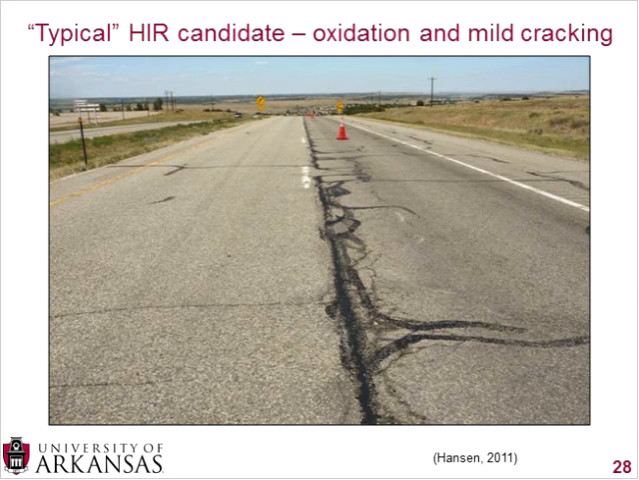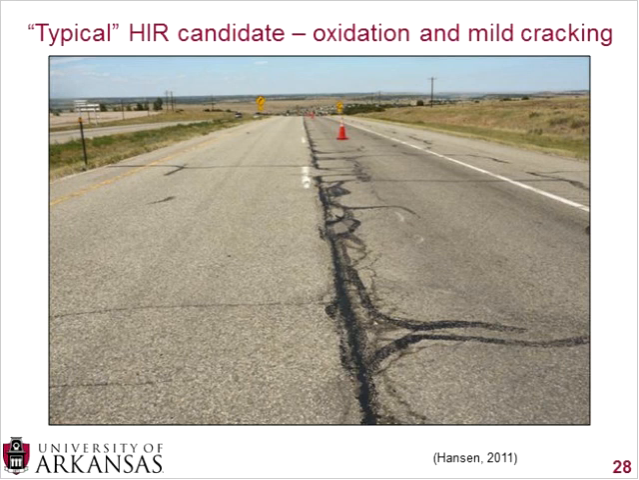So the next couple slides are just kind of an indication of what is a typical hot-in-place recycling candidate. And you obviously can't have 4-inch deep ruts. You can't have a completely blown away or raveled surface. So this is just getting us in the mindset of going out, looking at a road, what is a good typical HIR candidate.